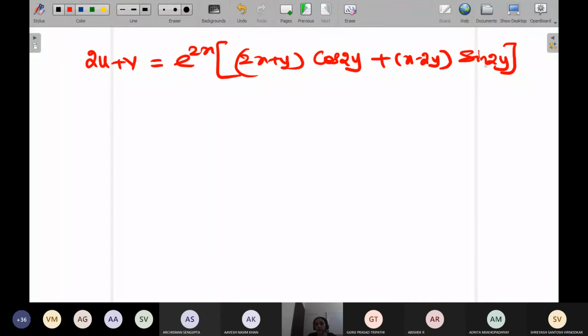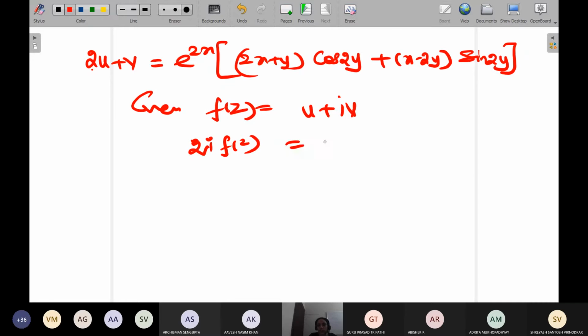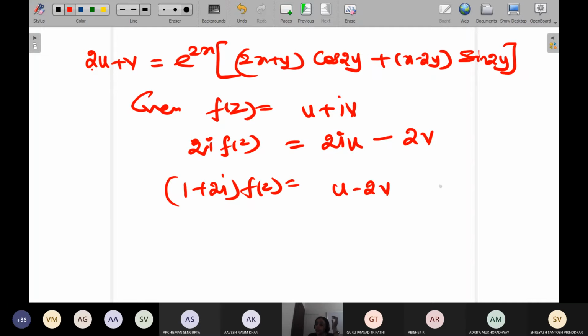In general, you remember we had u plus v and u minus v. What did we do? Given f of z is equal to u plus iv, we multiplied by i into f of z and we got u plus v. Now here we have 2, so multiply by 2i. When you multiply by 2i, you will get 2iu minus 2v. Now you can write it as 1 plus 2i into f of z is equal to u minus 2v plus i into v minus 2u.